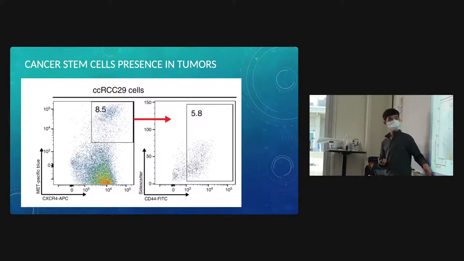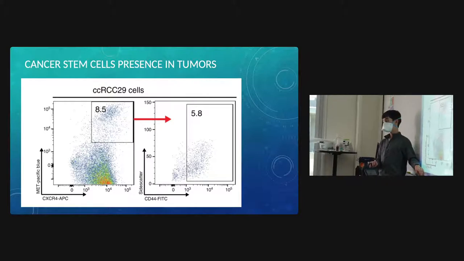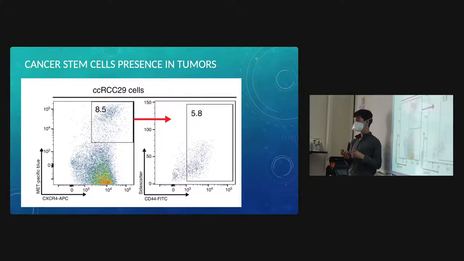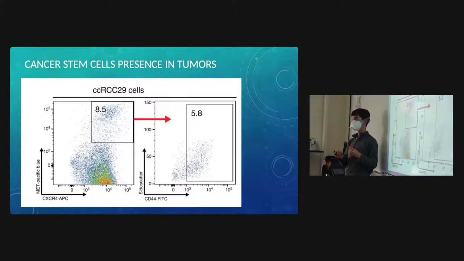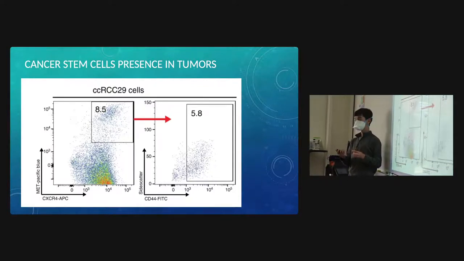And so as you can see, based on these numbers, 8.5 and 5.8, there's a high concentration of cancer stem cells here. But once they isolated it and allowed it to probably grow for a little bit, since this procedure takes time, there are fewer. What might have happened? The cancer stem cells probably differentiated and transformed into different kinds of cells that this tumor needs in order to thrive.